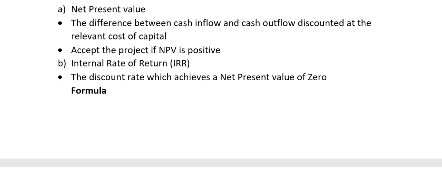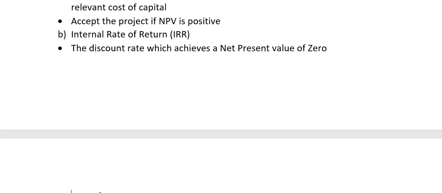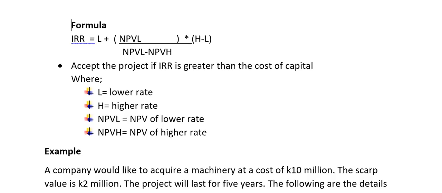Then we have the internal rate of return. Some books call it the break-even NPV. So the internal rate of return is the discount rate which achieves an NPV of 0. So it gives you an NPV of exactly 0. So the formula for IRR is this. Even though in the exam they like providing A, B, this one for me is easier because if you use this formula, it's easier for you to remember because we have got L and H.